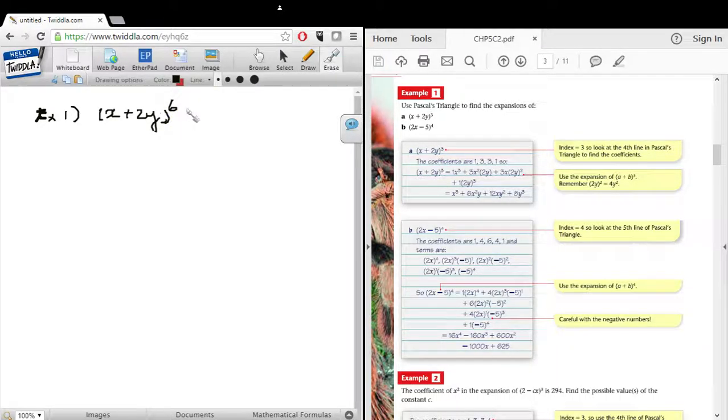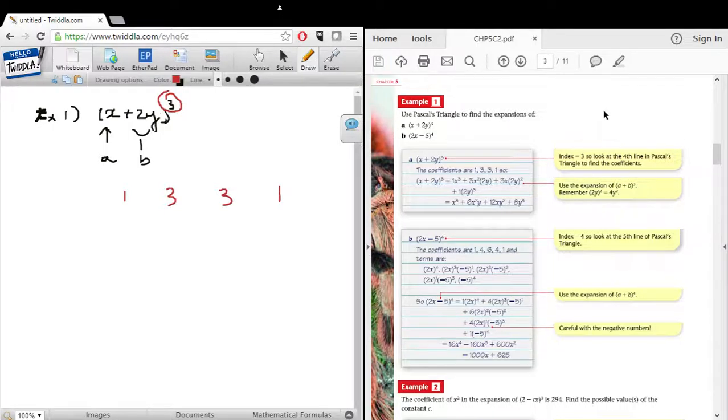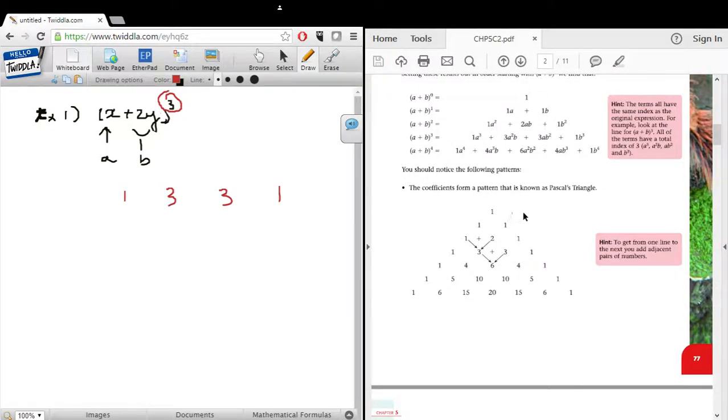So here we have to the power of 3. How do we start off? This is our A, and this whole thing here is our B. First thing we do is we take the coefficients. So the coefficients are going to be 1, 3, 3, 1. Where do we get the coefficients from? This is to the power of 3. So if we go up to our triangle here, this is the first line, the second line, this is the third line, this is the fourth line.